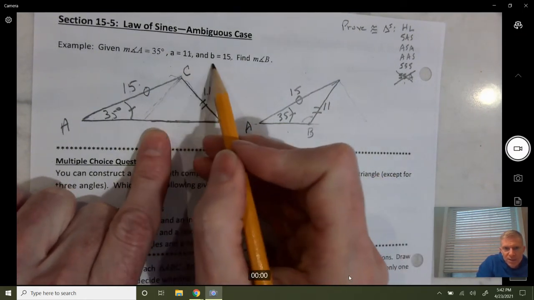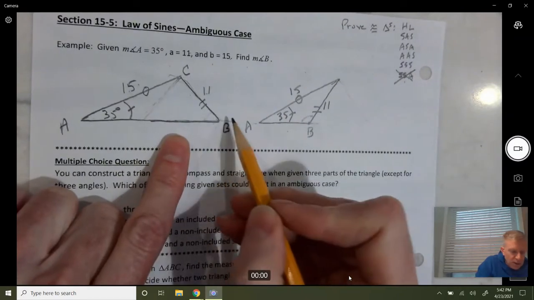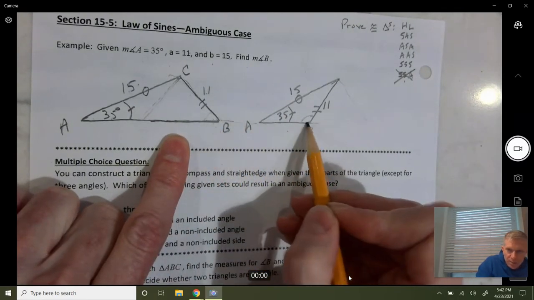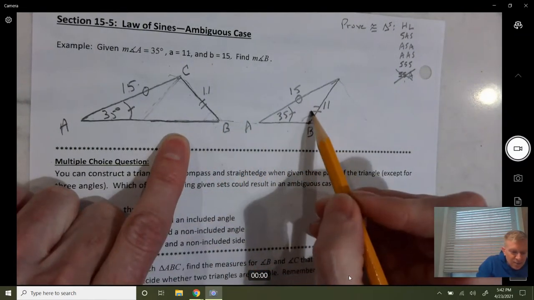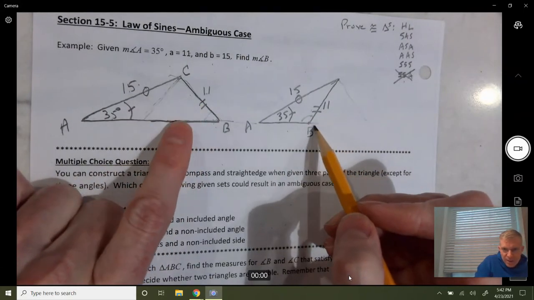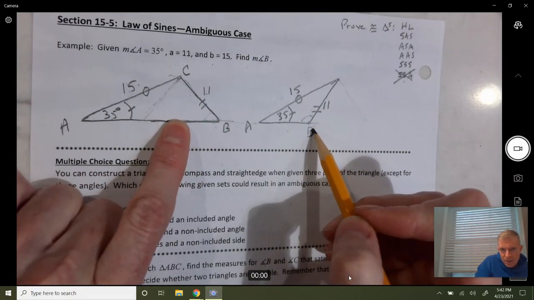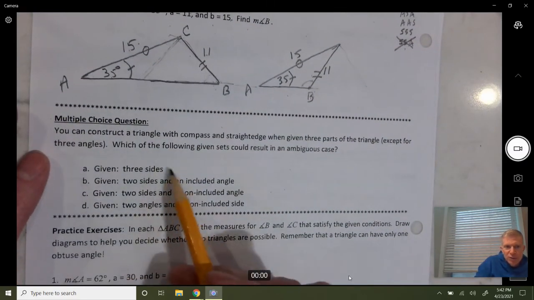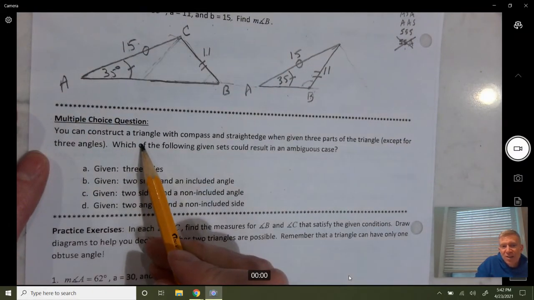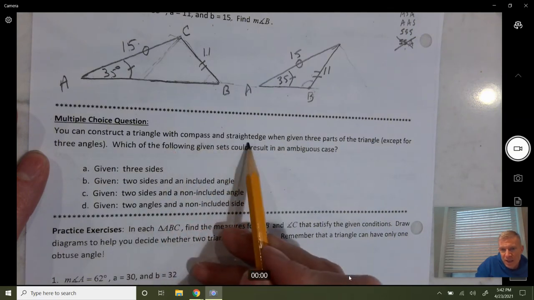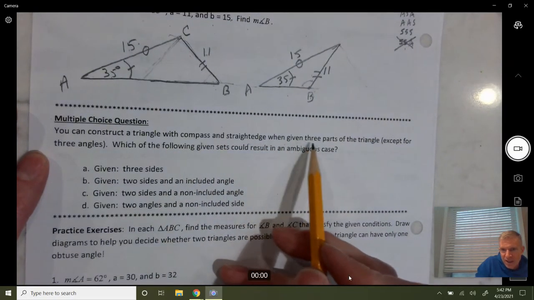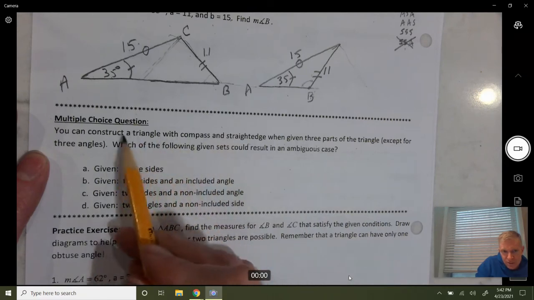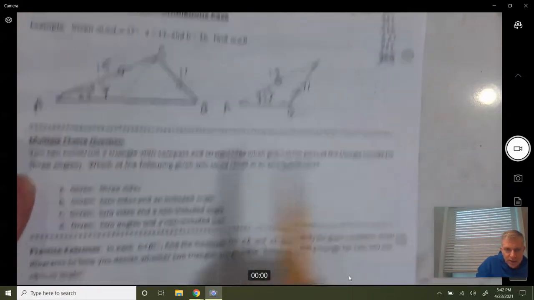So if we're given this information and I want to find angle B, well, angle B might be acute, it might be obtuse, okay? And sometimes this is not even possible. Sometimes the second triangle is not possible, okay? So here, I think I kind of already answered this question, but you can construct a triangle with a compass and a straight edge when given 3 parts of the triangle, except for 3 angles, of course, because that's also one you wouldn't have in this list.